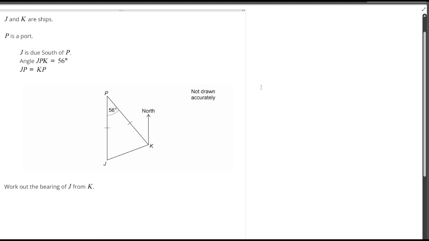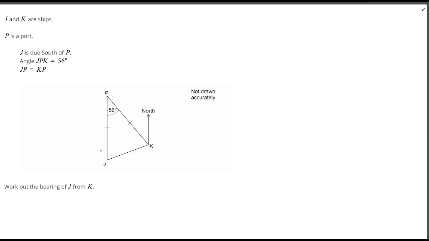Now the next problem. J and K are ships. P is a port. J is due south of P. Angle JPK is 56 and JP and KP are equal. Work out the bearing of J from K. Okay. So here, as this isosceles triangle is given, one angle is 56. Let us consider this angle J and this angle K. They are going to be equal. Let us consider them as X.